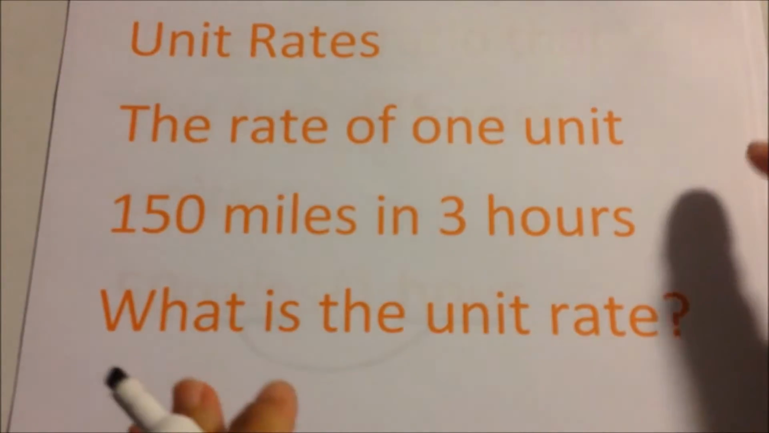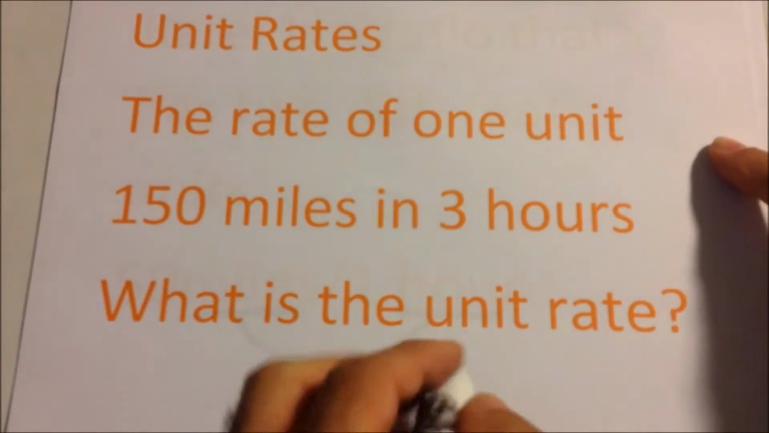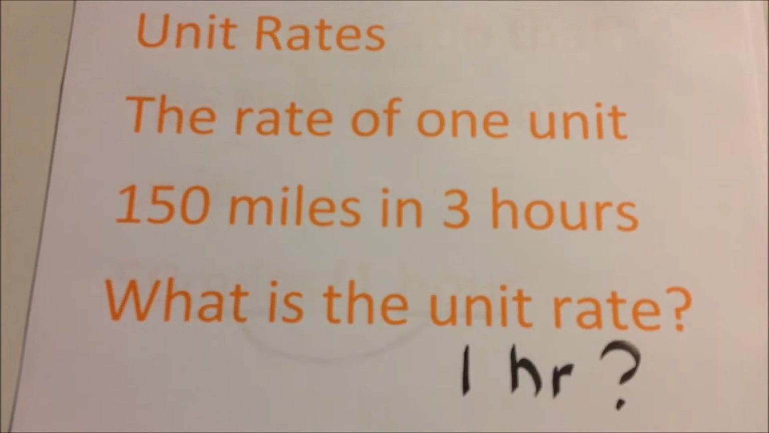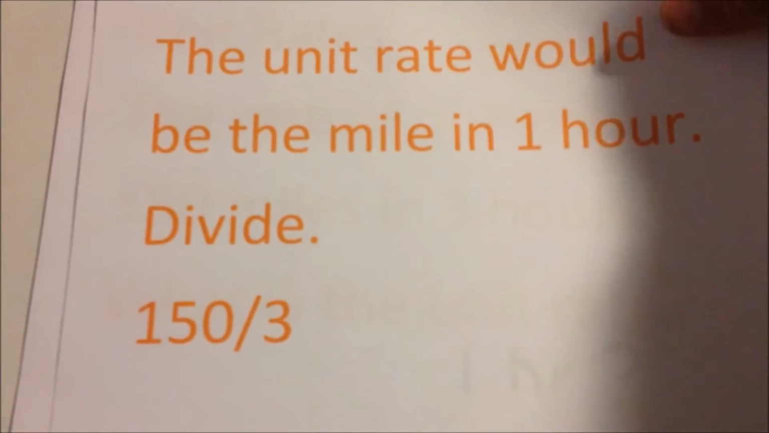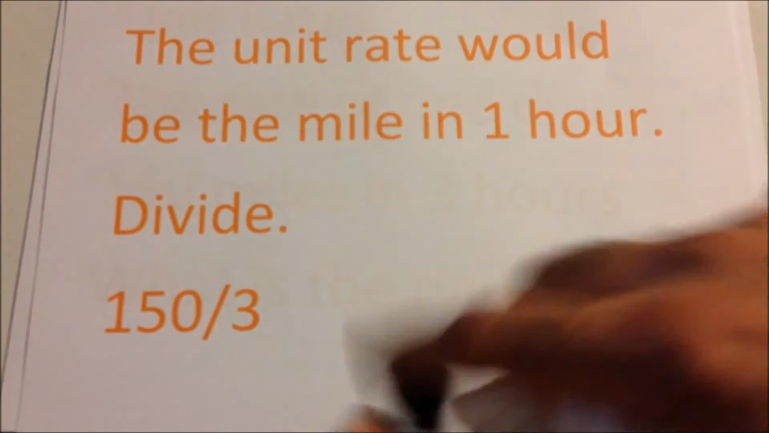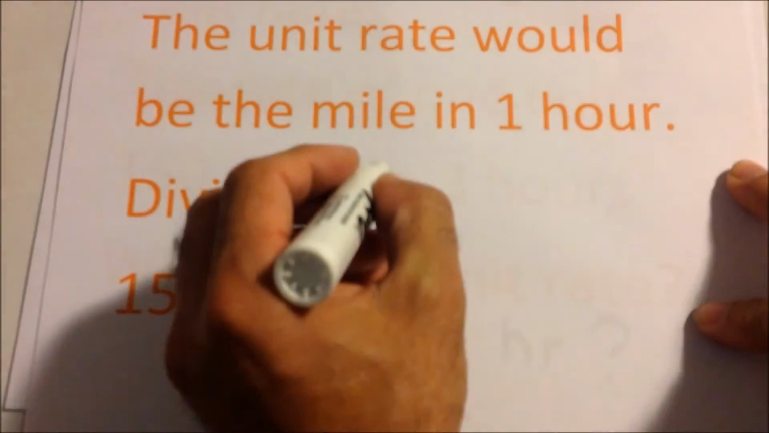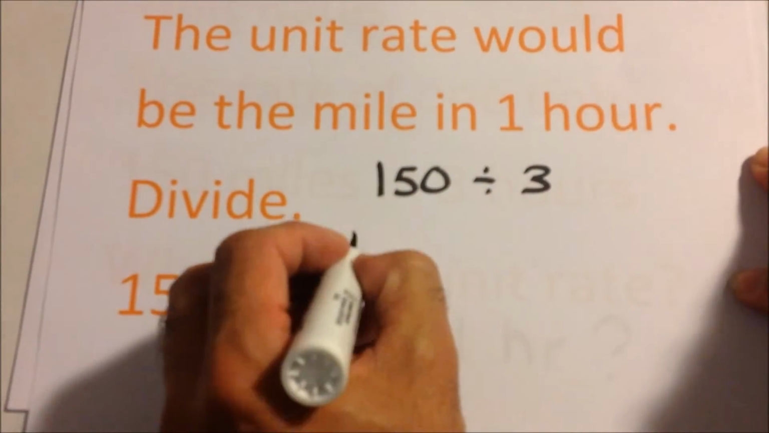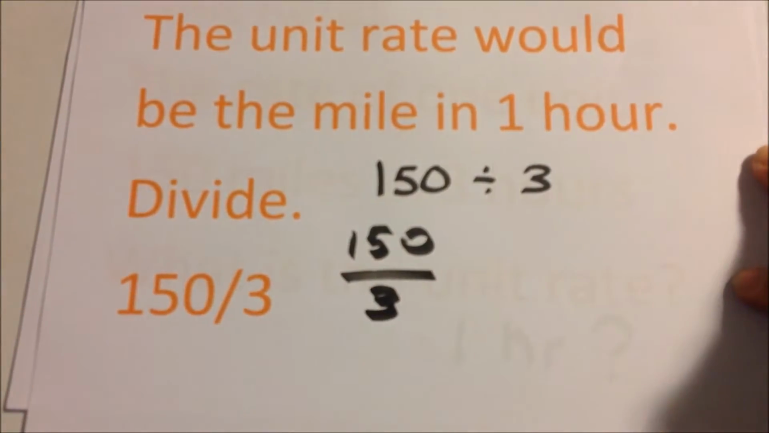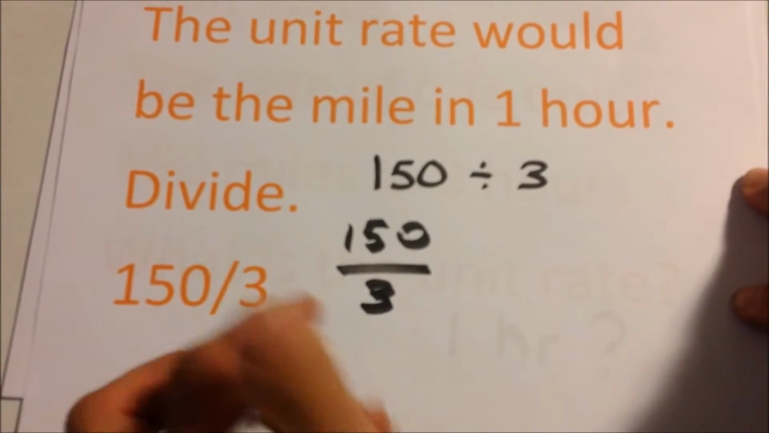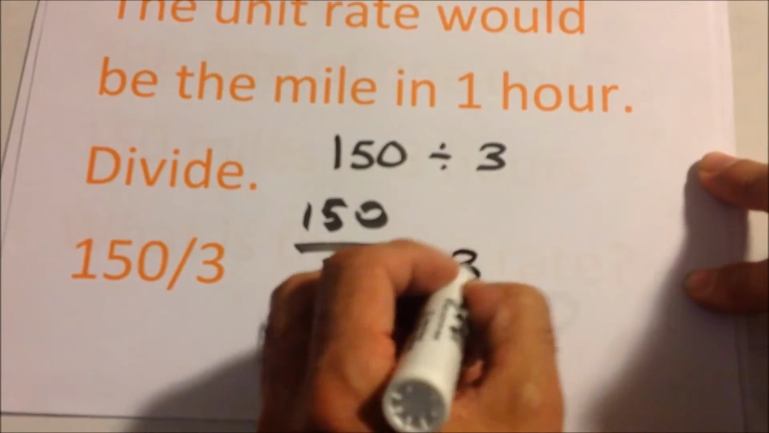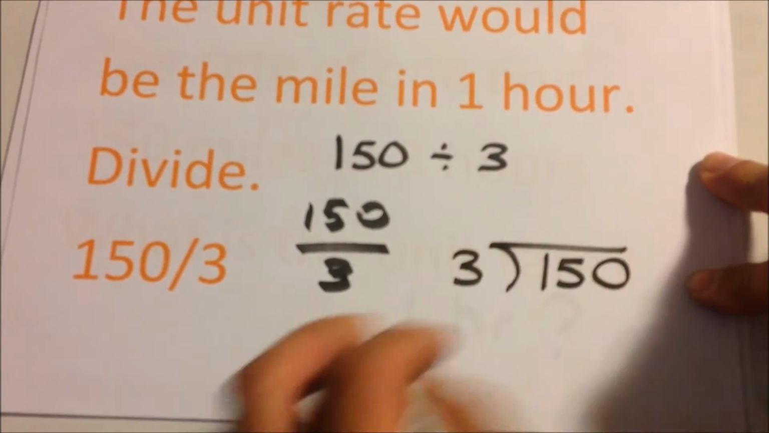So if we were going 150 miles in 3 hours, the unit rate is how much we can go in 1 hour. And in order to do that, all you have to do is just divide. Divide 150 divided by 3. That was how you would get the unit rate. So 150 divided by 3 could be written that way, like a fraction. But you can also say 150 divided by 3 like a fraction. So keep this in mind: when you do it like this, the top number always goes in the box. Remember that. As a fraction, the top number goes in the box.